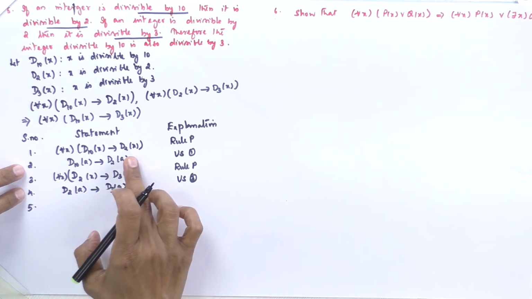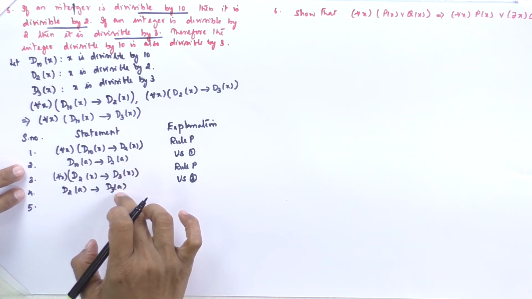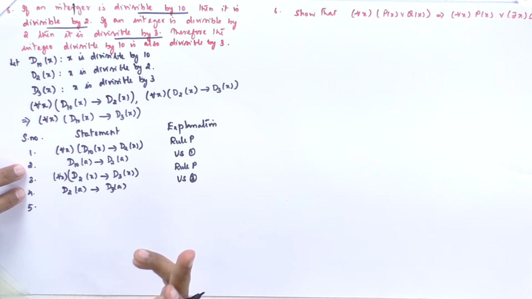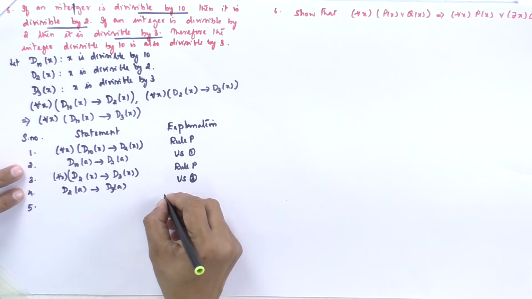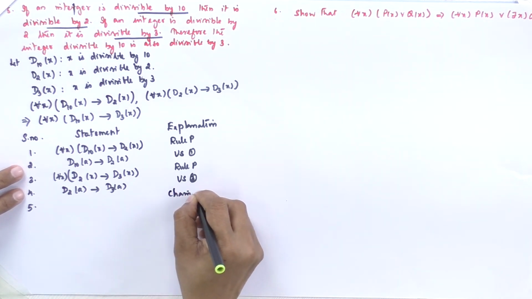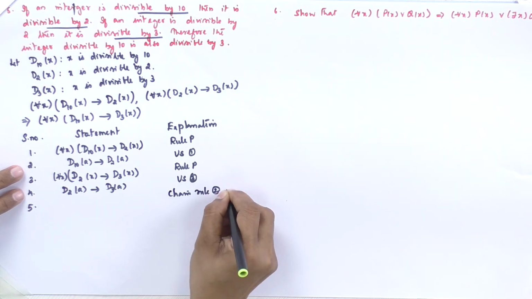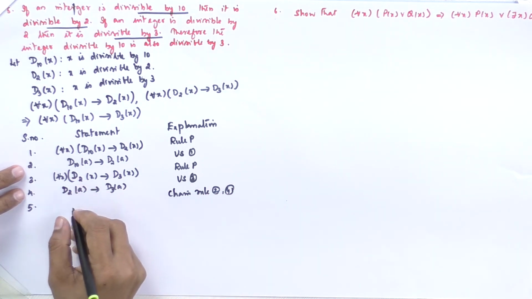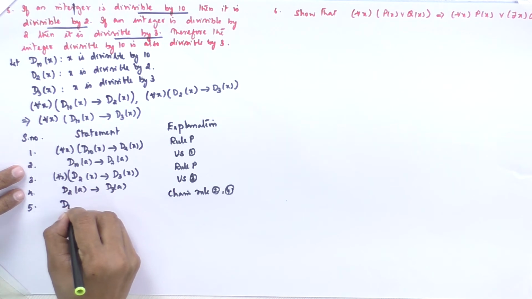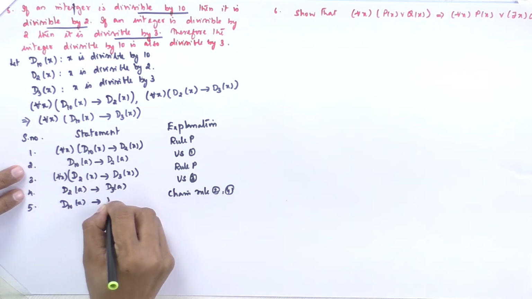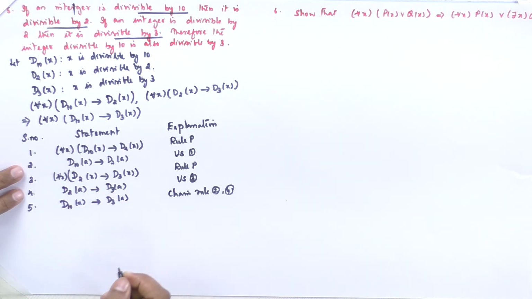So, what is the suitable law we can apply on these two steps? The law which is suitable is what? It is chain rule. Good. So, chain rule on 2 and 4. What do we have here? D10 of A conditional D3 of A, right.